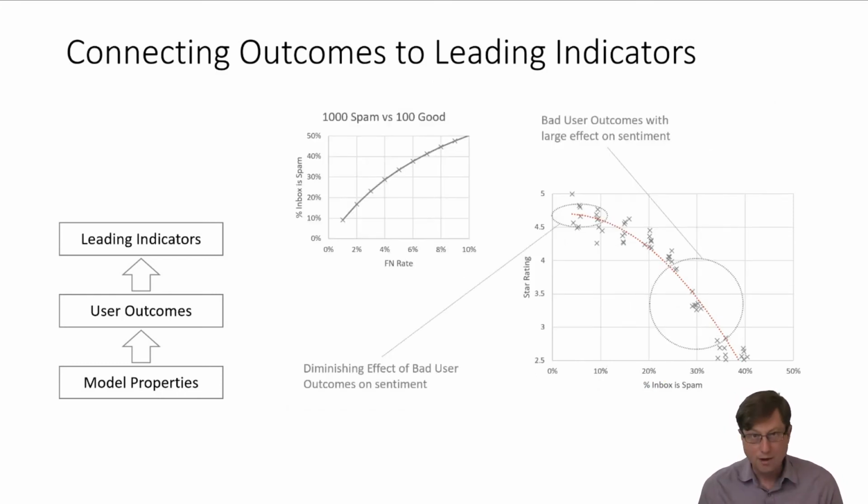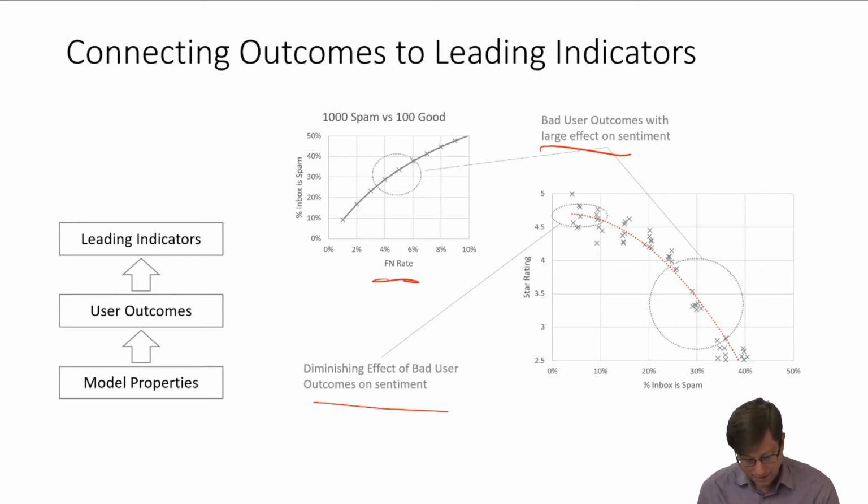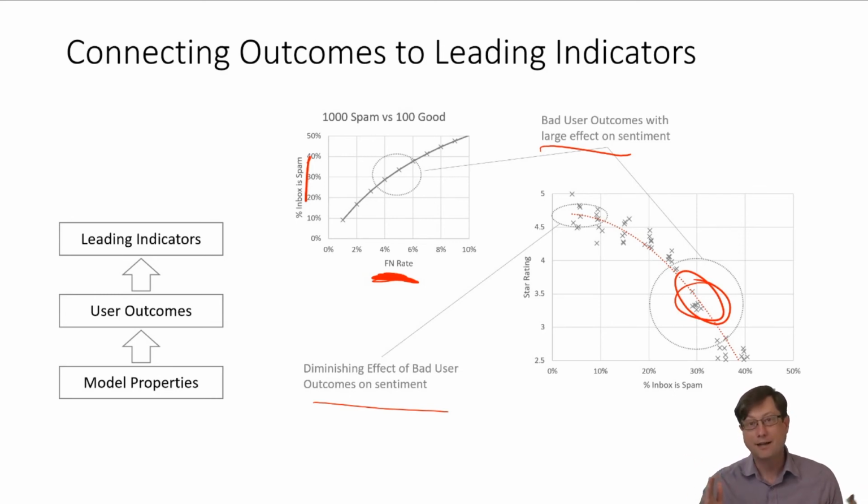But now it should be clear how to connect these, but let me just do it. So, bad user outcomes with large effect on sentiment, diminishing effect of bad user outcomes on sentiment. And here's false negative rate to user outcomes. So you could say, if you're in this range of false negative rate around 5%, that puts you in this range where a little improvement could have a lot of impact on the star ratings. At this place, you'd be like, whew, yeah, let's do this investment. The stars are lining up.